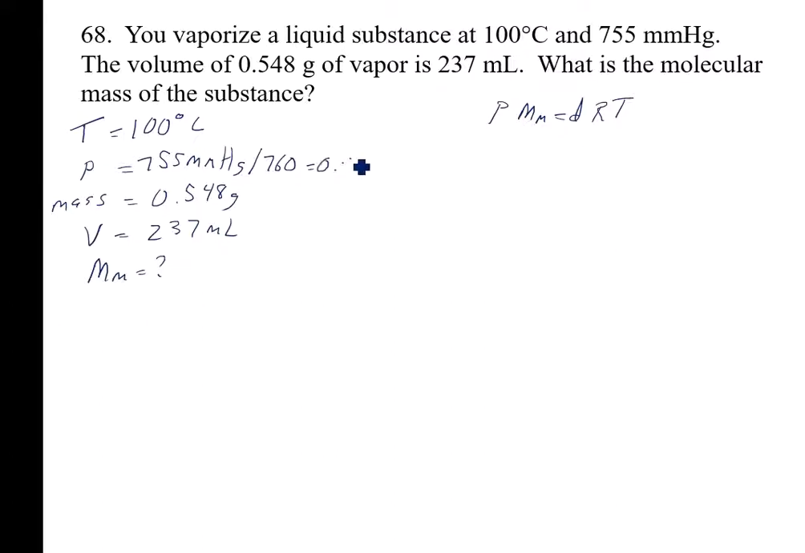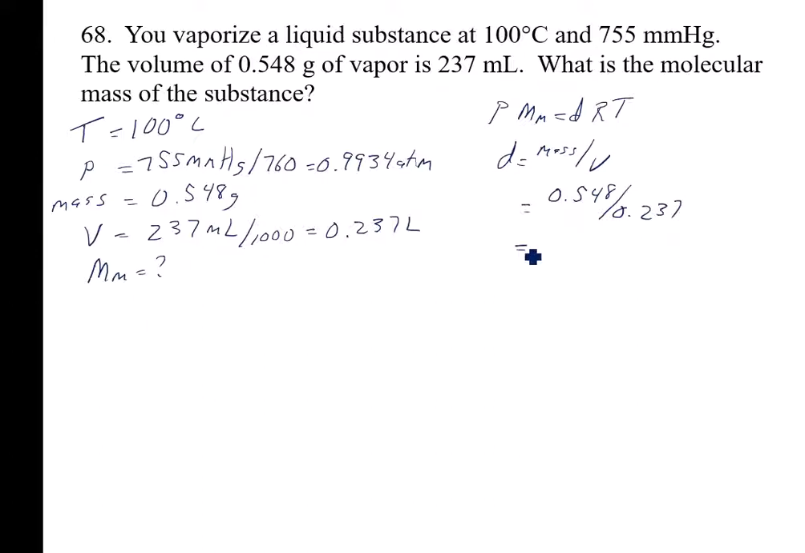And I get 0.9934 atmospheres. The molar mass is what I'm solving for. Density is mass divided by volume, but the volume has to be in liters. So I divide by 1,000, or move the decimal place 3 to the left, to get 0.237 liters. So the density is 0.548 divided by 0.237, and that gives me 2.312 grams per liter. R is the constant 0.0821, and my temperature has to be in Kelvin, so I add 273 to get 373 K.